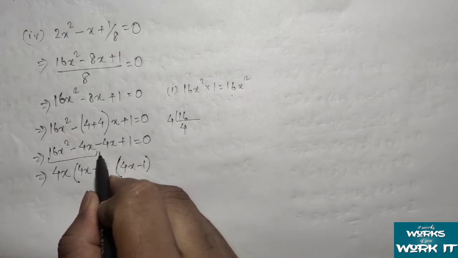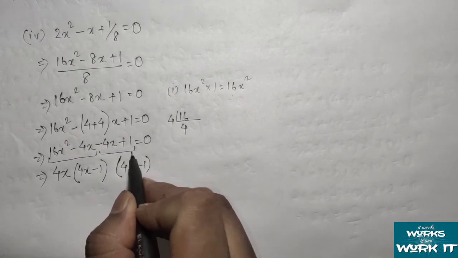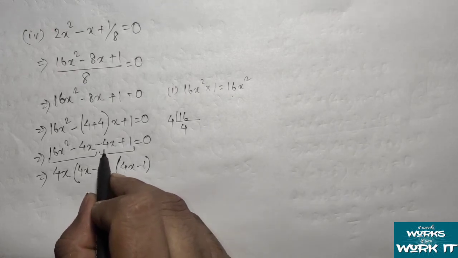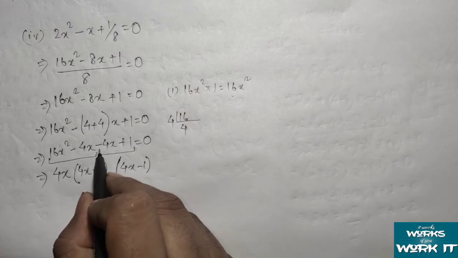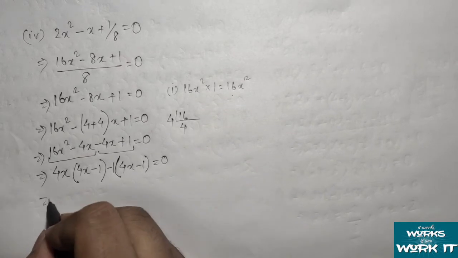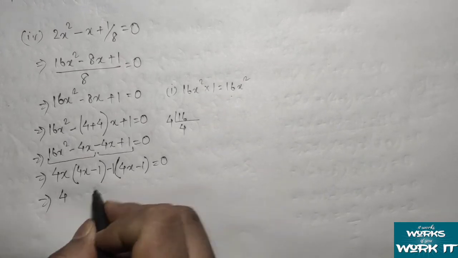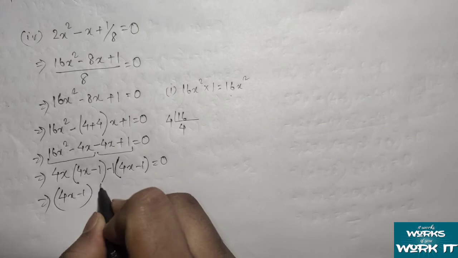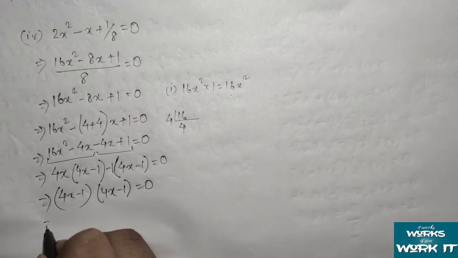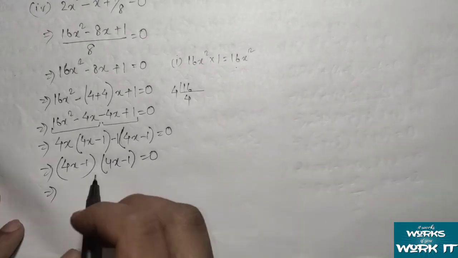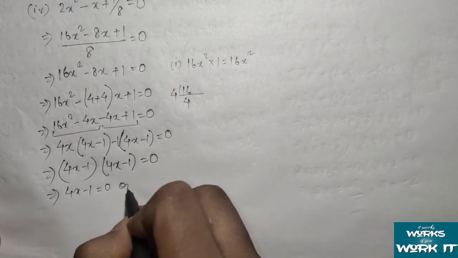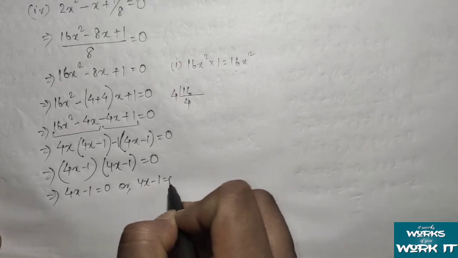So now we will start from here, minus 4x plus 1 we will take as a common. So 4x minus 1 we have already got. So what we can multiply with 4x to get minus 4x? So it will be minus 1 equal to 0. So here 4x minus 1 we will take together, and then out of these two we will take only 1 equal to 0. So next step will be 4x minus 1 equal to 0 or 4x minus 1 equal to 0.